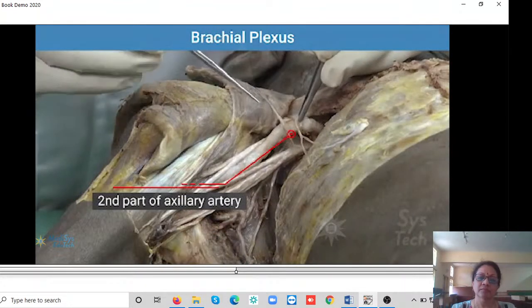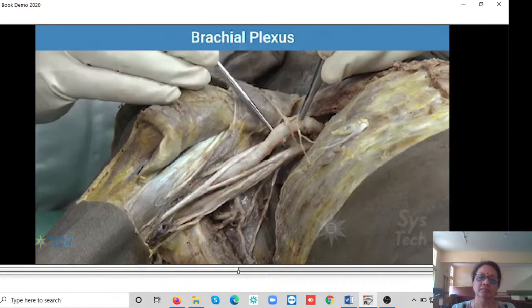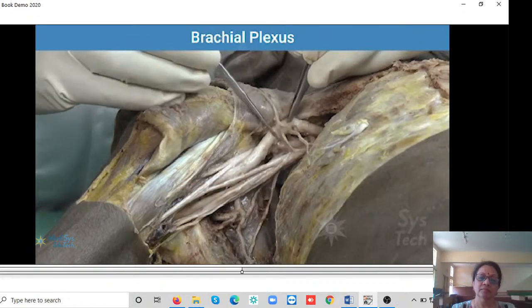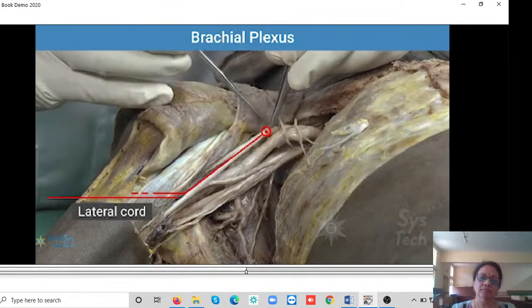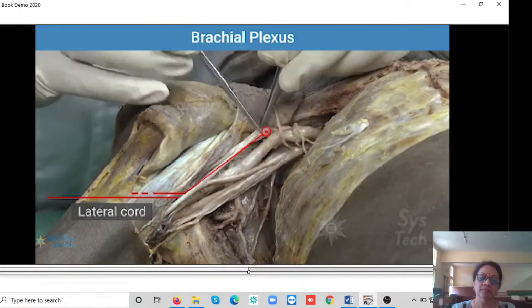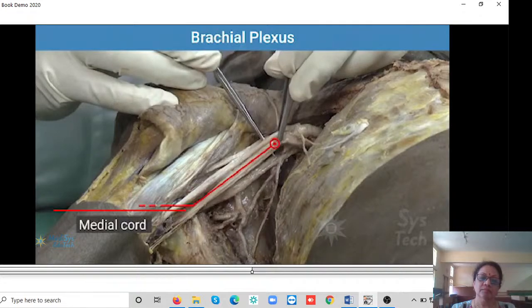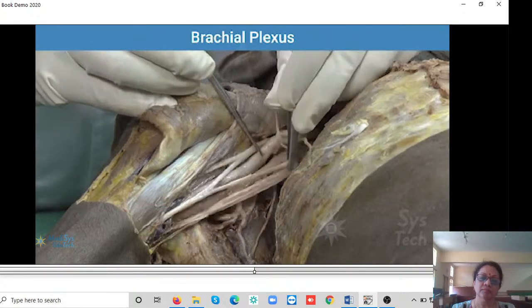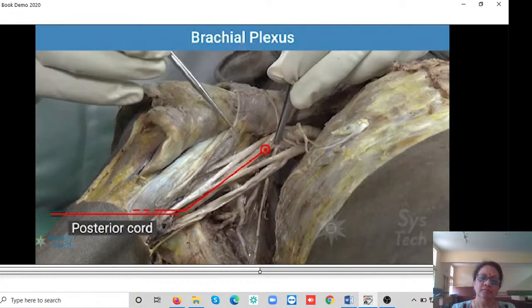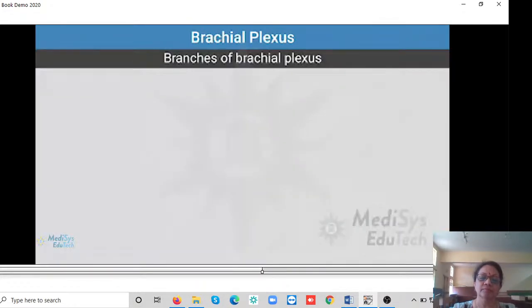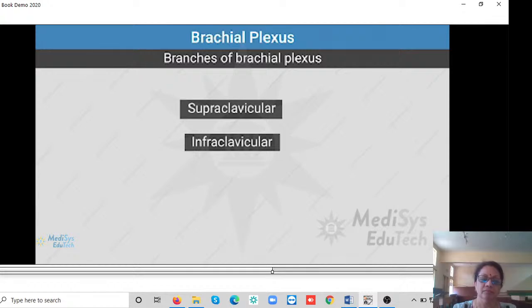This is the second part of axillary artery. It is related to the three cords of brachial plexus. This is the lateral cord. This is the medial cord. And this is the posterior cord. Branches of brachial plexus. Branches of brachial plexus are divided into supraclavicular branches and infraclavicular branches.